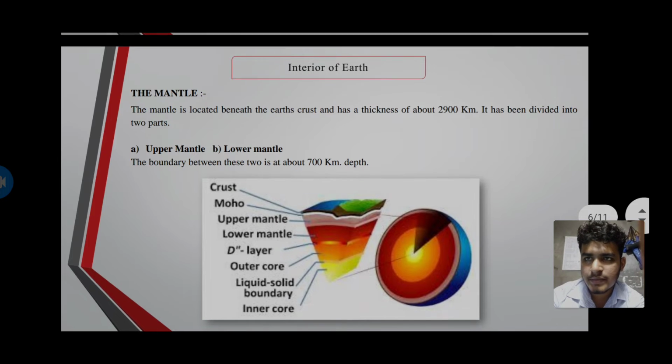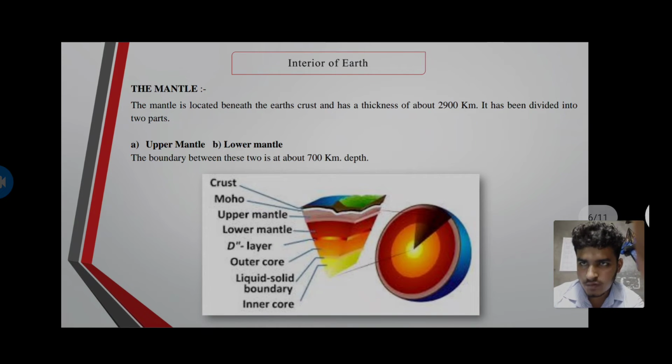The second point is the mantle. The mantle is located between the earth's crust and the core, and has a thickness of about 2900 km. It is divided into two parts: first is the upper mantle and the lower mantle. The boundary between these two is at about 700 km depth.